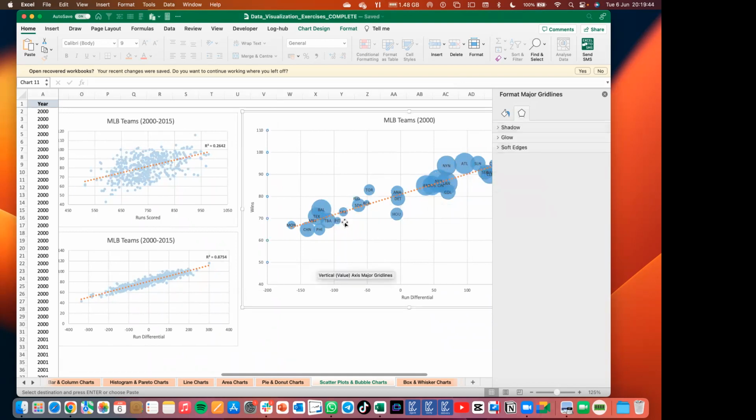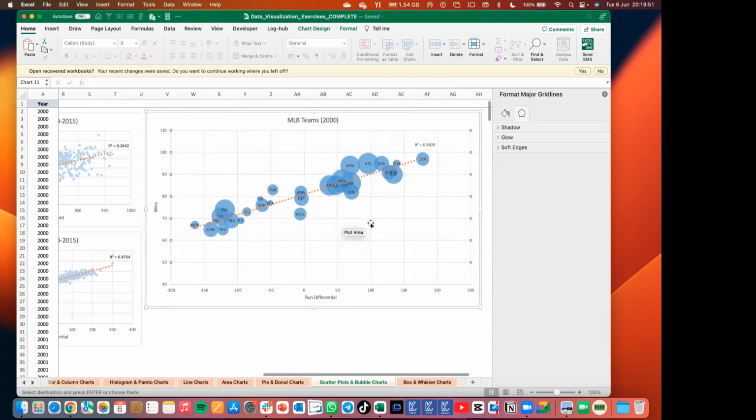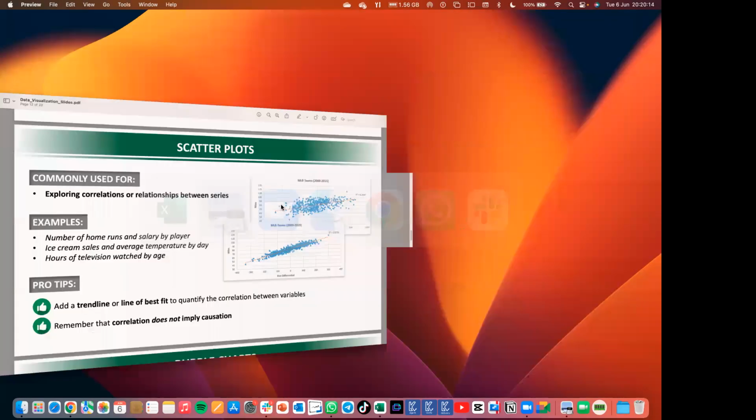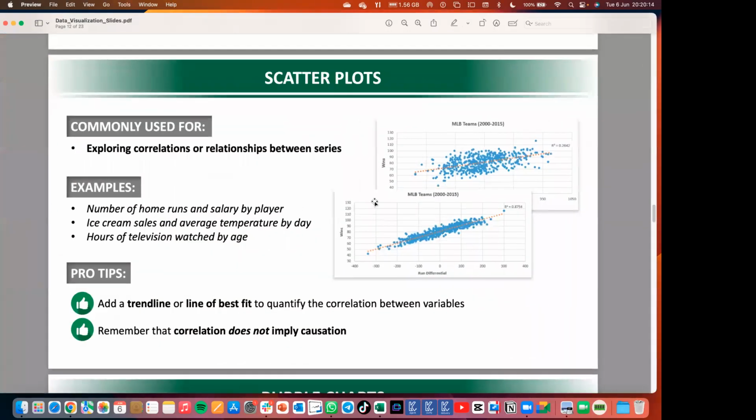The bigger the bubble, the higher the salary that player is getting. So here you can tell yourself, why is BAL earning a high salary? He has few runs, he has few wins. But we find someone here who is hardworking, CHA, who has high runs, high wins, but low salary. Anyway, that is just a joke. But that's how you can always correlate this. You can always tell a difference.